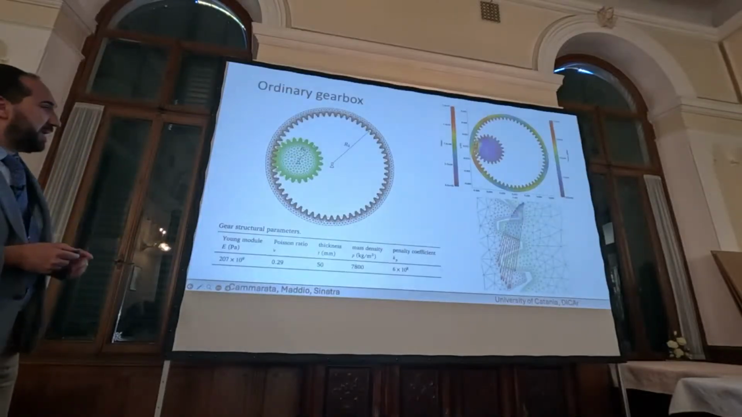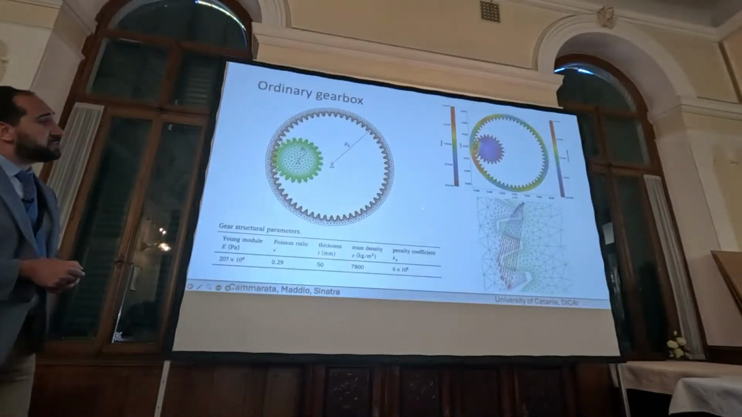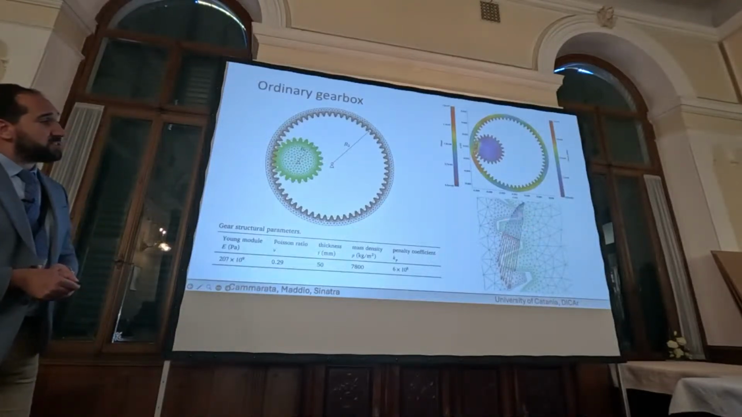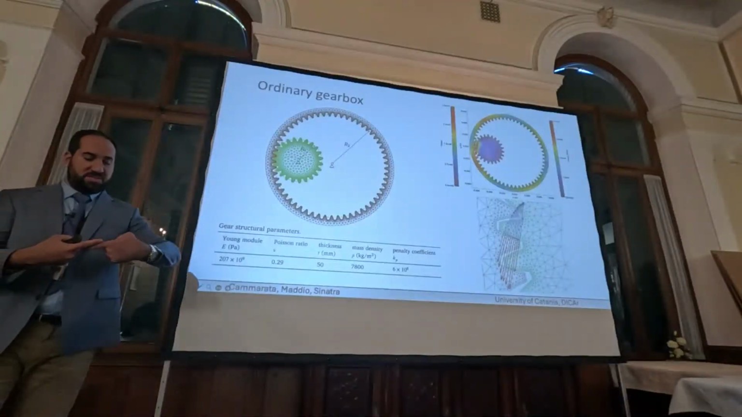This is the simulation that my colleagues showed you yesterday, an ordinary gearbox, and you can observe what happens in the flank of two teeth in contact.